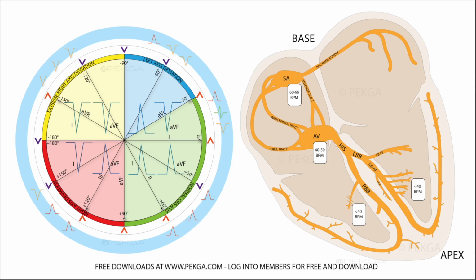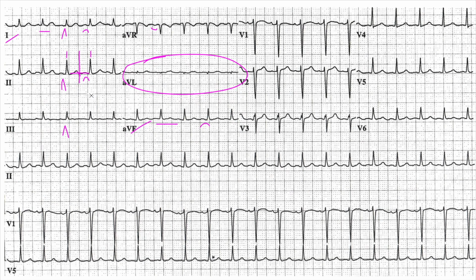You go back to the axis finder. Again, you can download this at Pekga. But here's lead 1, lead 2, lead 3. They are all upright. We are in this quadrant. So a couple of confirmations of the major axis of depolarization, and it's telling me that it's probably right at 60 degrees, which is good, which is perfect. It's textbook perfect, really.